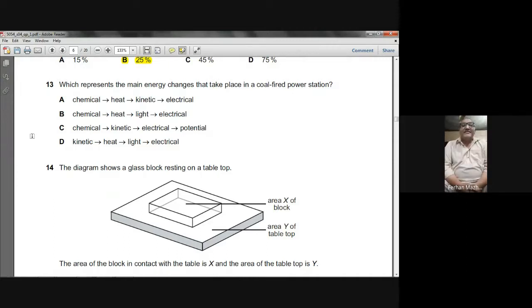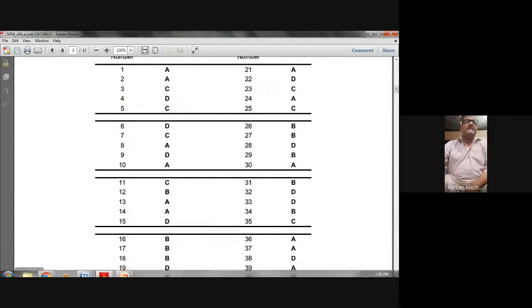So what's the choice? What do you think? A. I think A is the answer. I think A is the right answer. Chemical, heat, kinetic, electric. And do you agree? Yes, sir. So we are good to go. Let's check the answer. Question number 13. A is the right answer.